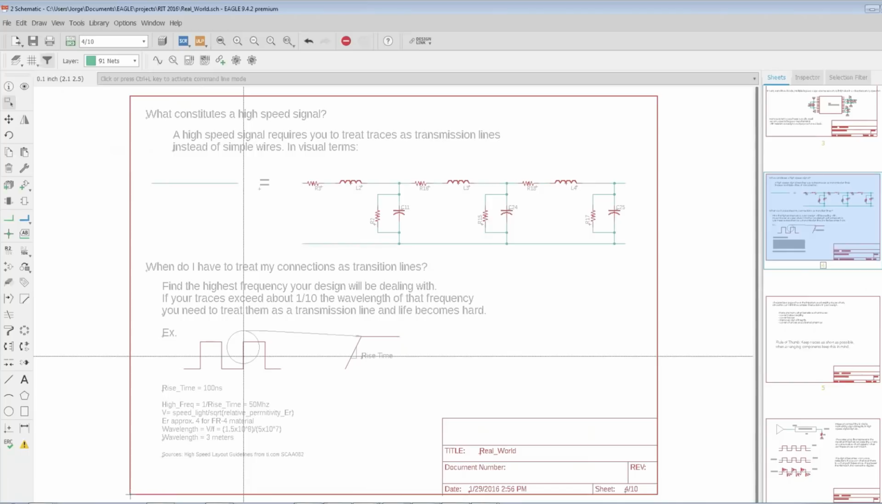So, clock frequency higher than 100 megahertz, rise times shorter than 1 nanosecond: you're dealing with a high-speed signal.